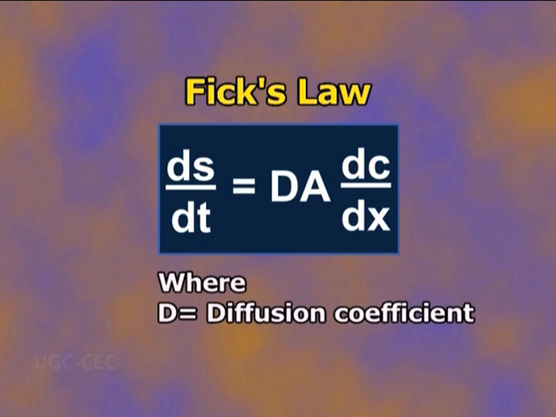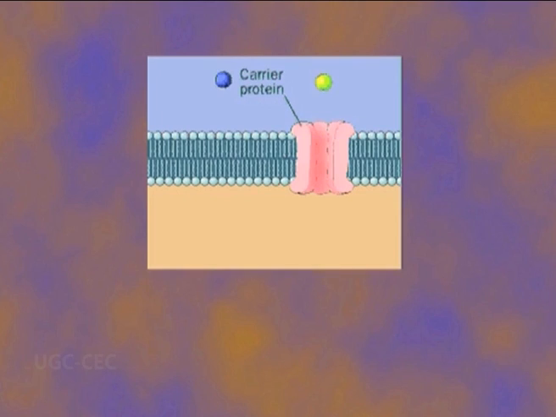The equation can be summarized as dS/dt = D·A·dC/dx, where D is the diffusion coefficient. There are two kinds of arrangement in plasma membrane for simple diffusion. Number 1, static pores. They form randomly through lipid bilayer as a result of thermal movement of acyl phospholipid chain. Hydrophobic molecules like benzene can pass easily through static pores.